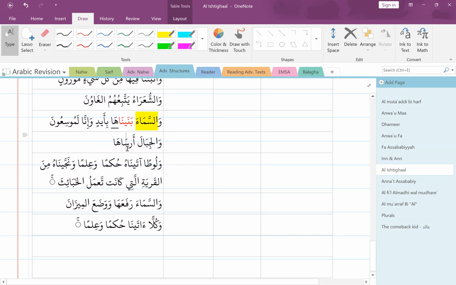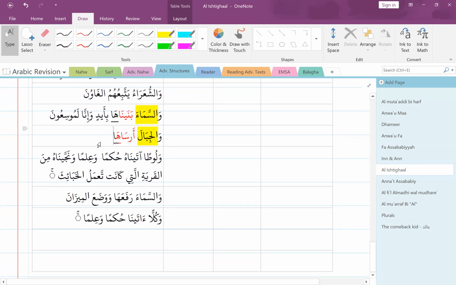Great. Saima? Yes. Al-jibala, it's a marfu. Arsa is the fail. Ha is the pronoun, which is going back to al-jibal, since jibal is a broken plural. Yes. Exactly. So jibal is the mashghul anhu. Arsa is the mashghul. And ha is the shaghil. Beautiful. Fawzia?